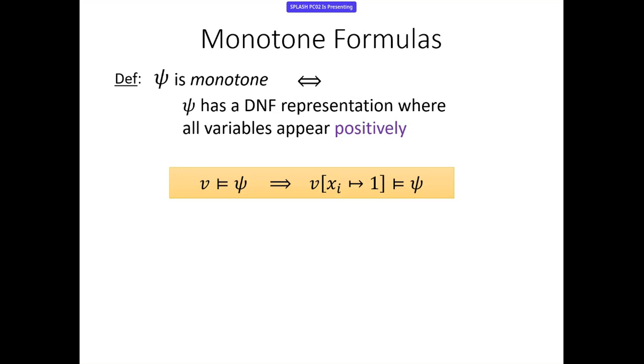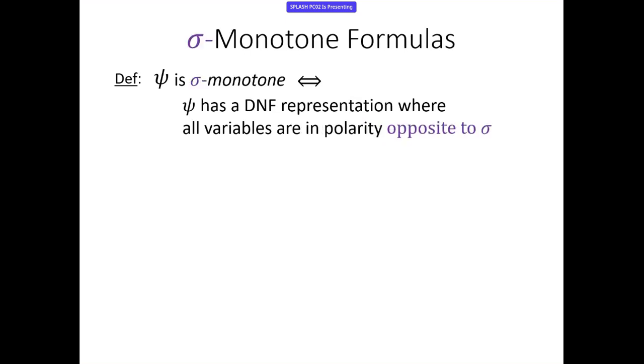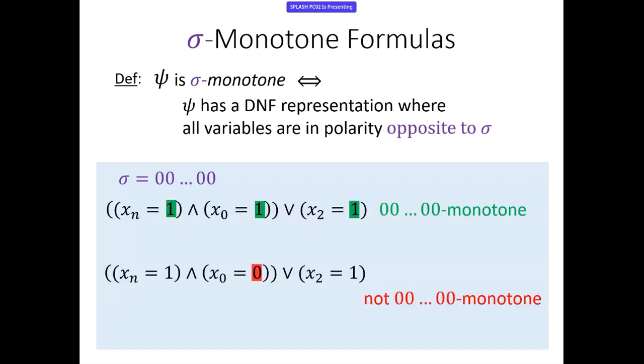So the first step in the monotone theory is to generalize monotone formulas to sigma monotone formulas, where sigma is some state or evaluation. A formula psi is sigma monotone if it has a DNF representation where all the variables appear in polarity opposite to how they appear in sigma. So for example, if we take sigma to be 0, 0, 0, 0, then the first formula is 0, 0, 0 monotone because all the variables appear in polarity opposite to how they appear in sigma. However, the second formula is not 0, 0, 0 monotone because this variable x0 appears in polarity the same as it appears in sigma.